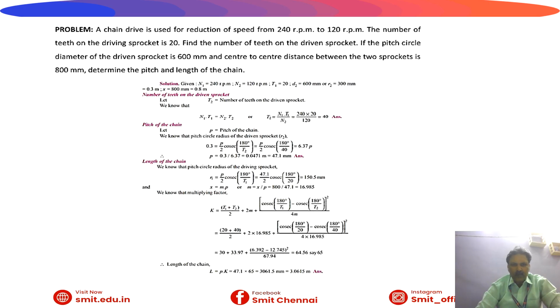Chain length is nothing but you have to multiply with the multiplying factor, that is K, 65 multiplied with 47.1. Finally, you get the value 3061.5 mm, in meters, 3.0615 meters.